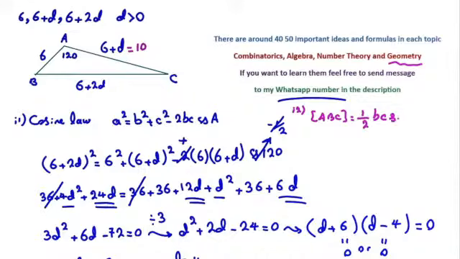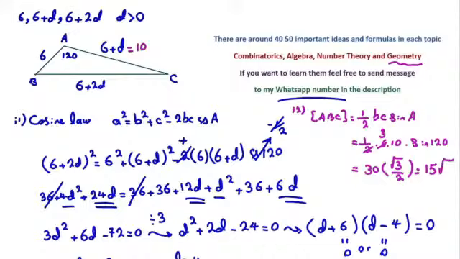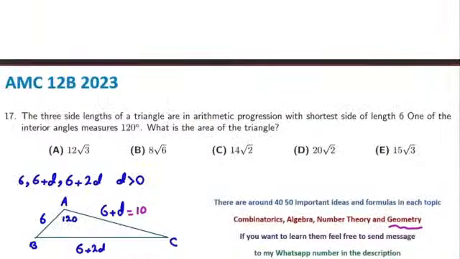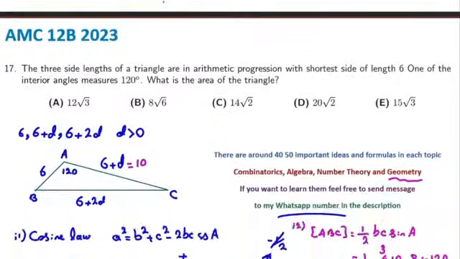The area is 1/2, you can say, BC sine A. It is equal to 1/2 times 6 times 10 times sine 120. So we can simplify, it will be 30 times sine 120, which is sine 60, which is root 3 over 2. So if you simplify, it will be 15 root 3. So the area is 15 root 3, which is choice E.